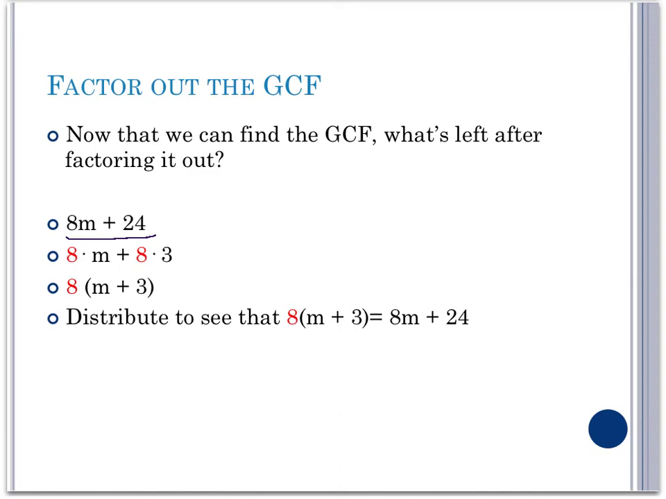So when I take out that greatest common factor of 8, this would be simplifying through factoring, I'm left with m plus 3. To check, we can distribute by saying 8 times m and 8 times 3. 8 times m, sure enough, is 8m. 8 times a positive 3 is a positive 24, and we are back to our original expression.